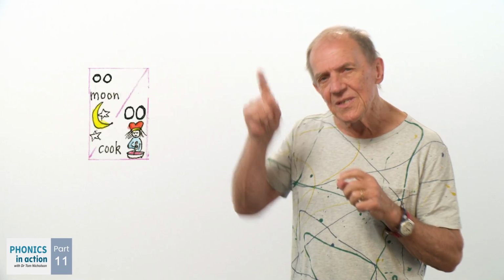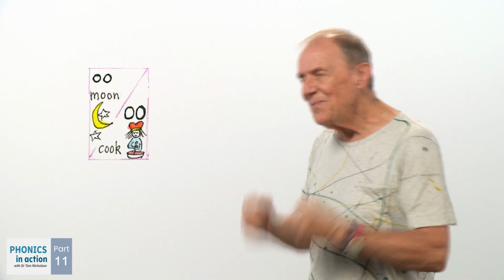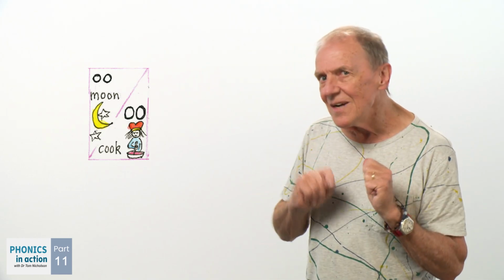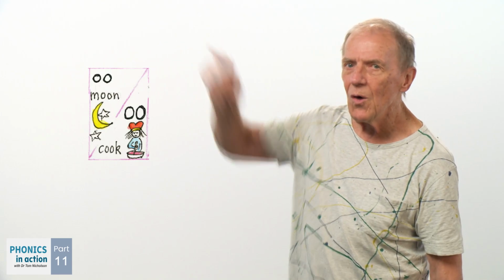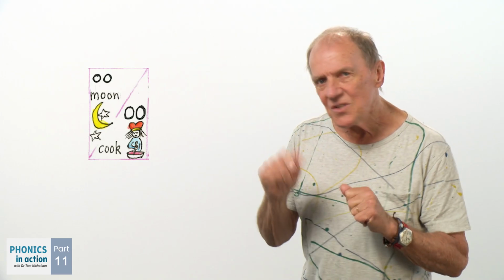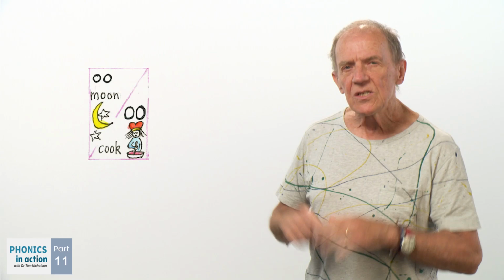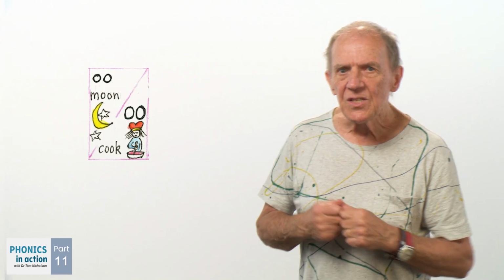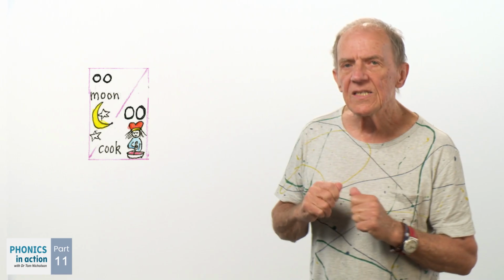Now, here are some possible mini lessons to show how to teach. Here's one, a lesson for the double O. So here we go. Hi everyone. Today we are studying this digraph, pointing to the O-O. It has two sounds. It's got the sound oo, as in zoo, and it's got the sound o, as in cook.